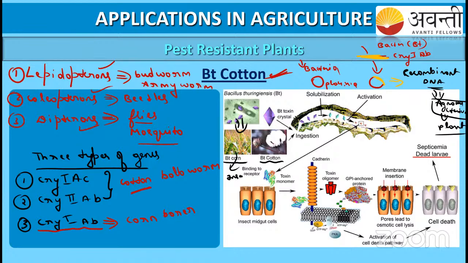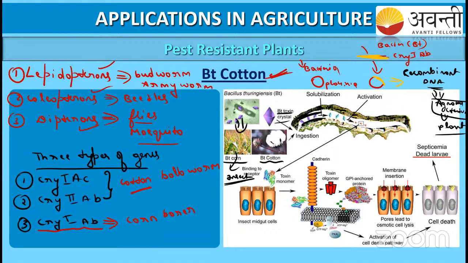So now an insect bites. Along with its saliva, it is going to take what? It is going to take the BT toxin from the plant. So now what will happen? See, a BT toxin was inside the bacteria, sorry, the pest or the insect. Okay, you can take it as a pest.